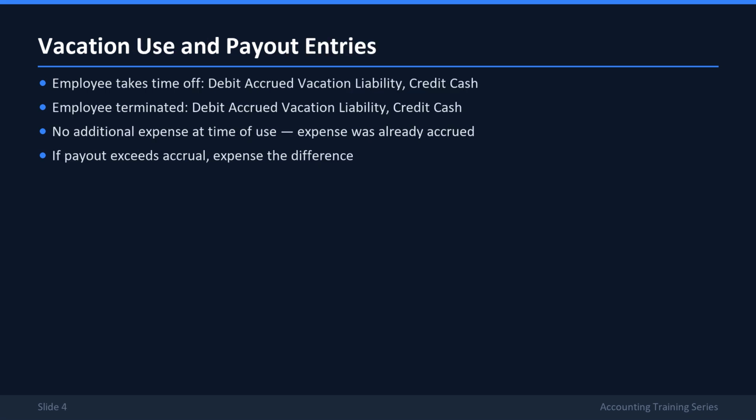When an employee actually takes vacation time, or when a terminated employee receives a cash payout for unused vacation, the entry is a debit to accrued vacation liability and a credit to cash. No additional expense is recognized at this point because the expense was already recorded in the period it was earned. If the actual cash paid on termination differs from the accrued amount, for example due to a pay rate change, the difference is recognized as additional expense or as a reduction of expense in the period the payment is made.